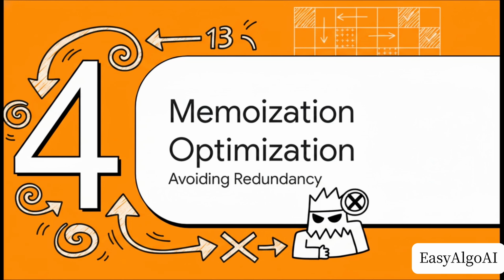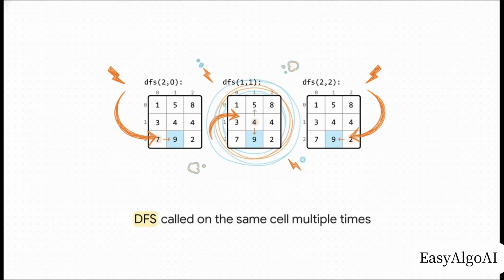Moving right along to section 4, the memoization optimization. So our DFS works perfectly. But we are about to face the final boss of recursive algorithms, redundant computations. I want you to take a close look and see if you can spot the trap here.